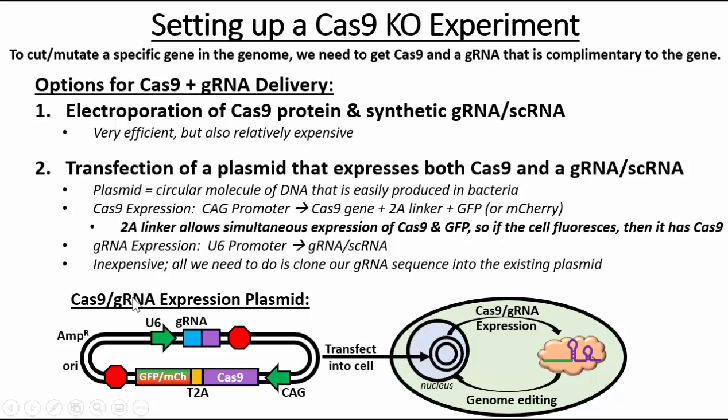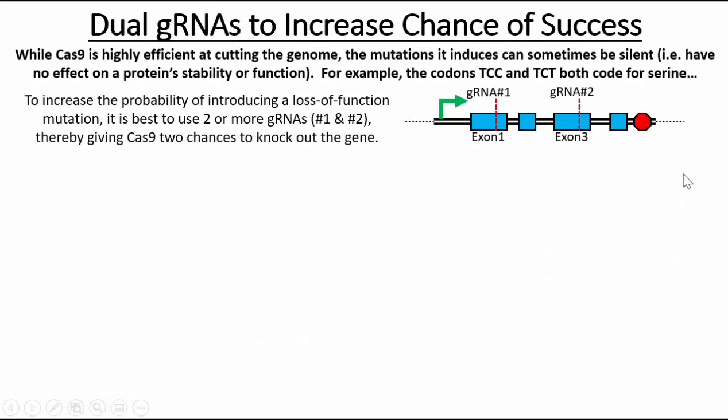The method we're going to be using, which is to use an expression plasmid, is very inexpensive and it's relatively easy, but you might see mutations pop up in other sites in the genome, and you'll have to check for those later. Another thing that we're going to do in our specific approach is we're not just going to deliver one plasmid that has one gRNA. Instead, we're going to deliver 2 separate plasmids that deliver 2 different gRNAs that target different portions of our target gene.